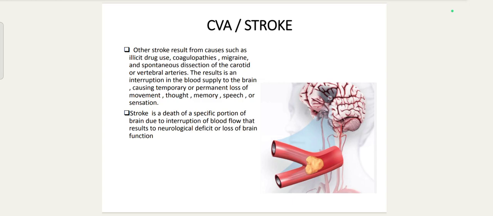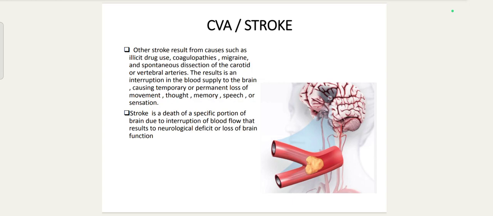In a concise form, we can see that the brain does not get sufficient oxygen due to any blockage or rupture in the blood vessels, which may lead to lack of oxygen in brain cells, which causes death of a portion of the brain due to any interruption of blood flow that results in neurological deficit or loss of brain function.